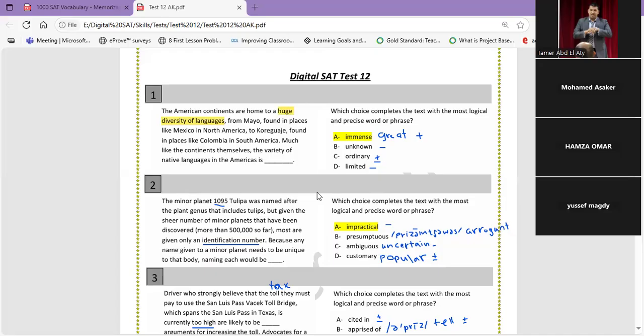We have the first domain that includes 3 skills. Evidence. Evidence has 3 sub-skills: scientific, literary, quantitative. Then we have the second skill, main idea and details. It has 2 sub-skills, main idea and details. And the third is inference. Take care of that. And now I'm going to revise the whole test of test 12.